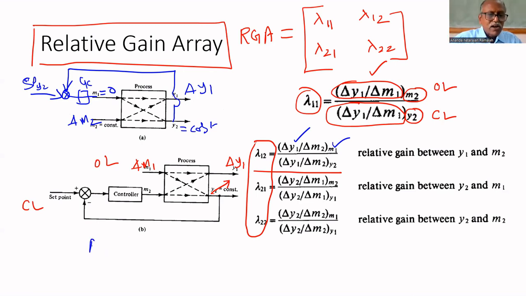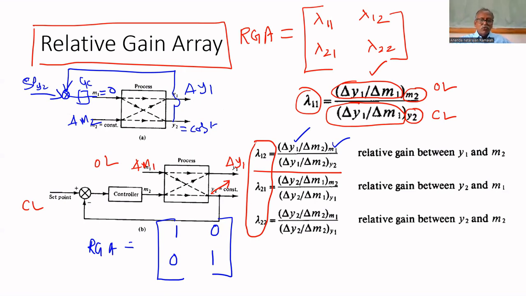Suppose the elements of RGA are lambda 11 is 1 and lambda 12 is 0, lambda 21 is 0, lambda 22 is 1. It indicates that there is no interaction because lambda 12 is 0. This column corresponds to m1 and this row corresponds to y1. Therefore, y1 can be controlled by m1. There is no interaction at all. In the similar way, this column corresponds to m2 and this row corresponds to y2. There is 0, so there is no interaction by m1 with y2. Therefore, m2 can be used to control y2. From RGA, we can understand that there is no interaction.